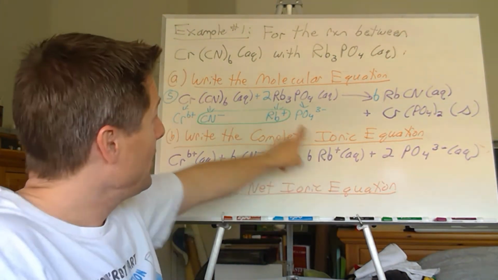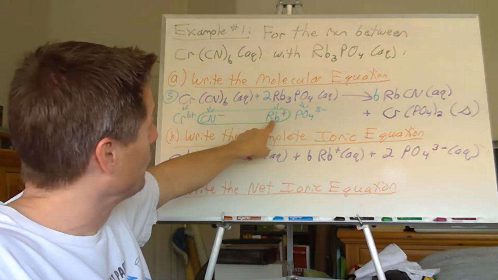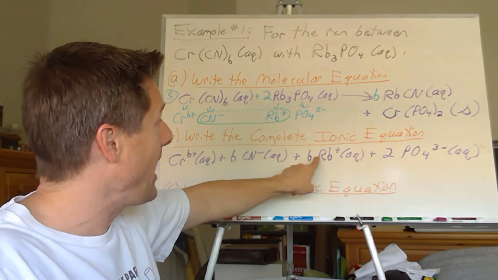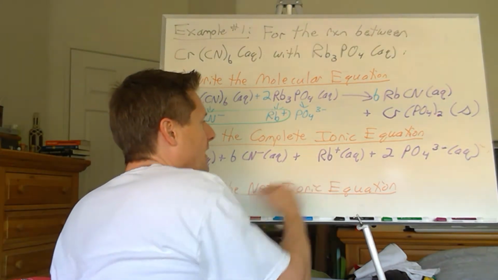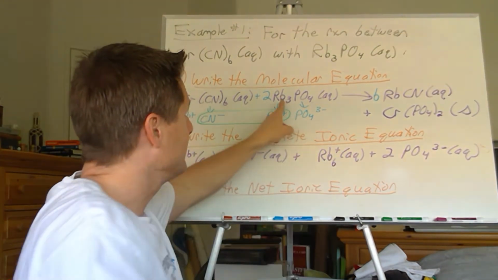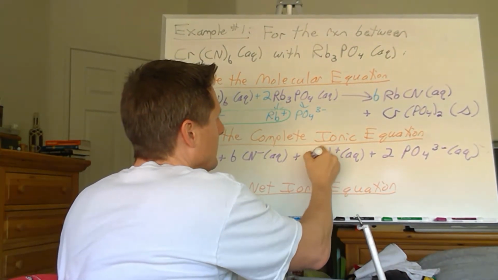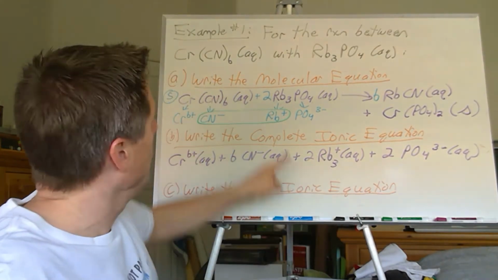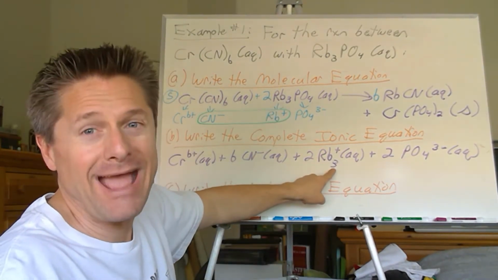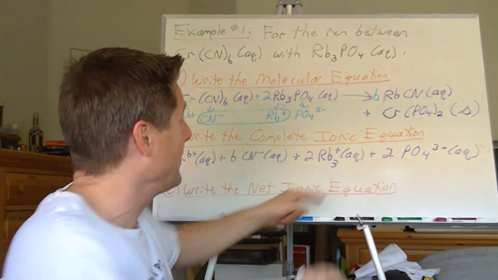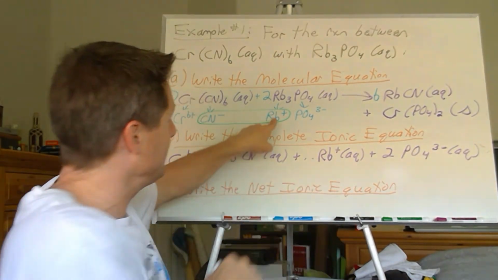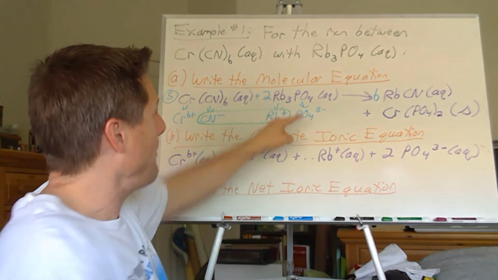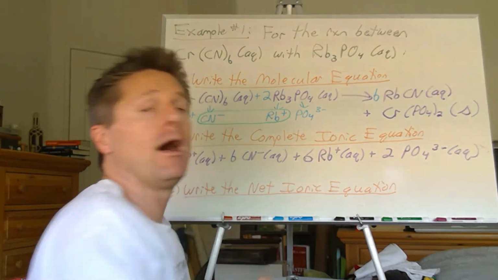Now remember, you can't change the identity of these ions. Rubidium is Rb plus, not R. I see a lot of students do this. Or they do this. No, no, no. Rubidium is not a triatomic ion. It's not a polyatomic ion. This is rubidium. Do you see that? Don't change that. There happens to be 6 of them.